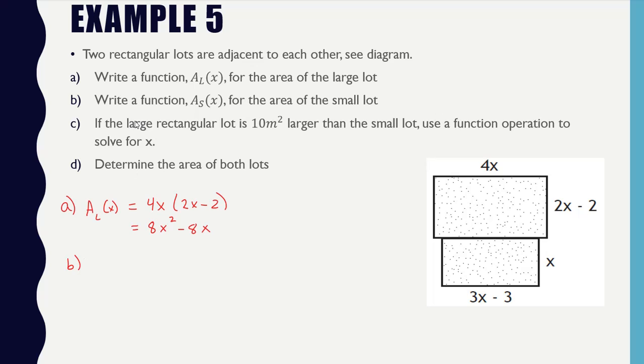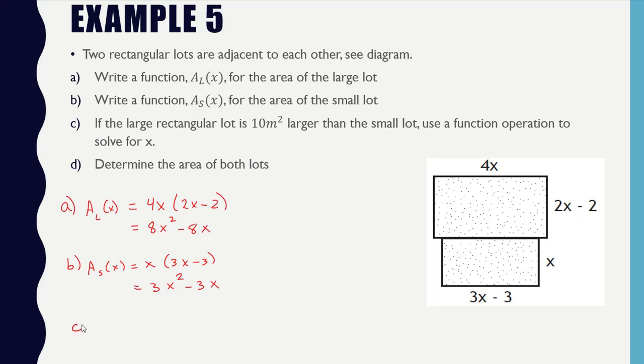B, write a function A sub S of x for the area of the small lot. So A sub S of x, and then x times 3x minus 3. Again, I think it's probably better just to simplify this as much as possible, so we'll use the distributive property.